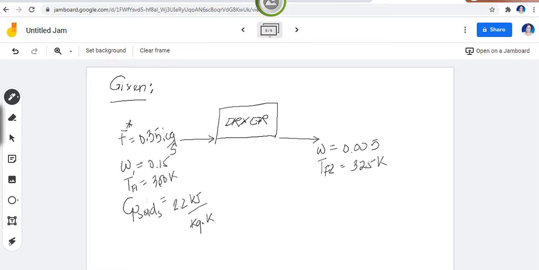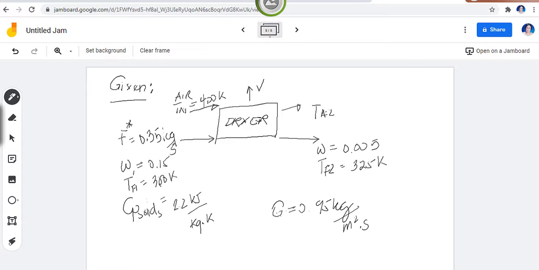What else? So for our air, the TA1 is at 400 Kelvin. And here you have the outlet temperature of air. And of course, I will place here the amount of water vaporized. Now, it is mentioned, I'd like to place it in here, that the air velocity, the G, is equal to 0.95 kilogram per square meter per second.